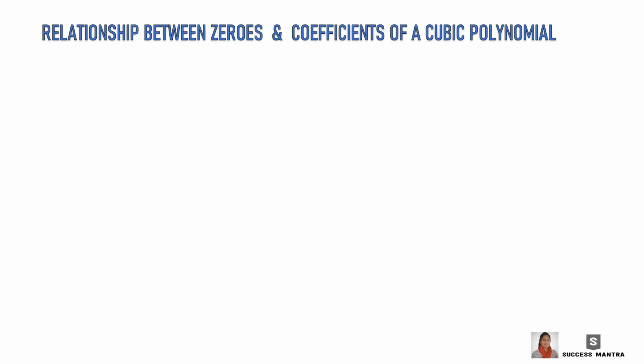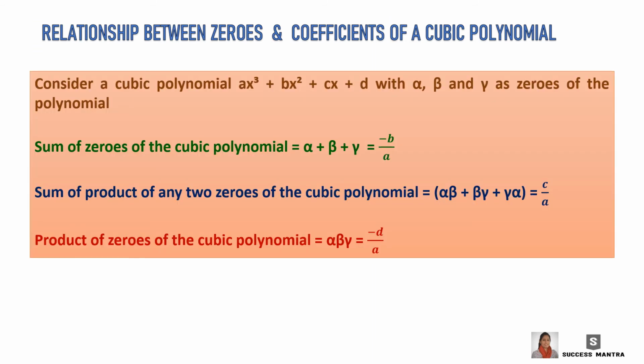Now we will check the relationship between zeros and coefficients of a cubic polynomial. So we will consider a cubic polynomial first, ax cube plus bx square plus cx plus d, with alpha, beta and gamma as zeros of the polynomial. We know that the number of zeros is equal to the degree of the polynomial. Here the degree is 3. So we have 3 zeros. Let them be alpha, beta and gamma.